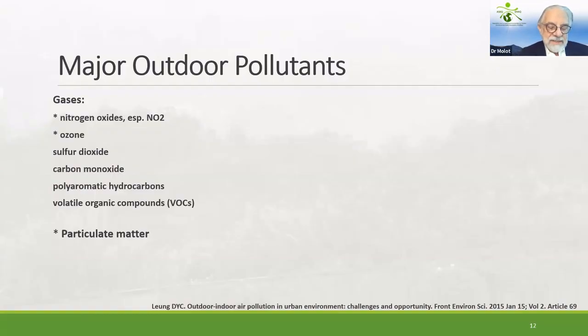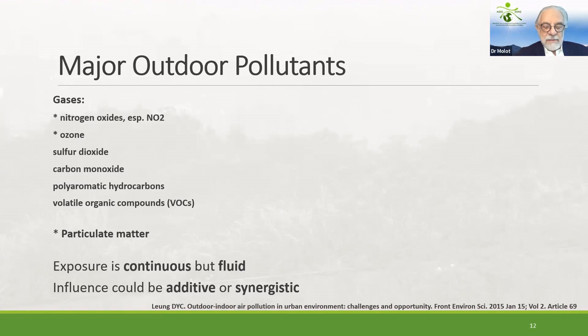Major outdoor pollutants are gases and particulate matter. In particular, the gases include nitrogen oxides, especially nitrogen dioxide, ozone, sulfur dioxide, carbon monoxide, polyaromatic hydrocarbons, and volatile organic compounds. The asterisks are next to nitrogen dioxide, ozone, and particulate matter because the evidence is robust that these three particular substances have a strong impact on health effects. Exposure to these gases and particulates is continuous but fluid, with levels and ratios waxing and waning. Together, their influence is additive but could even be synergistic.